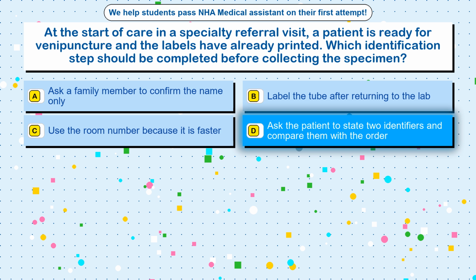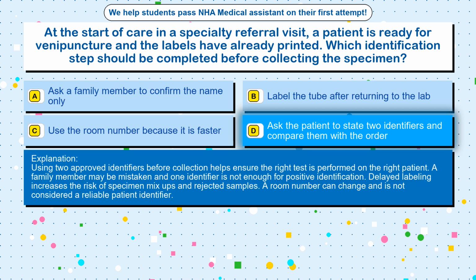Ask the patient to state 2 identifiers and compare them with the order. Using 2 approved identifiers before collection helps ensure the right test is performed on the right patient. A family member may be mistaken and 1 identifier is not enough for positive identification. Delayed labeling increases the risk of specimen mix-ups and rejected samples. A room number can change and is not considered a reliable patient identifier.